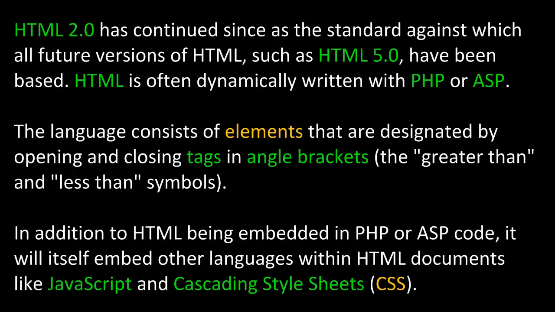The language consists of elements that are designated by opening and closing tags and angle brackets, the greater than and less than symbols. In addition to HTML being embedded in PHP or ASP code, it will itself embed other languages within HTML documents, like JavaScript and cascading style sheets, or CSS files.